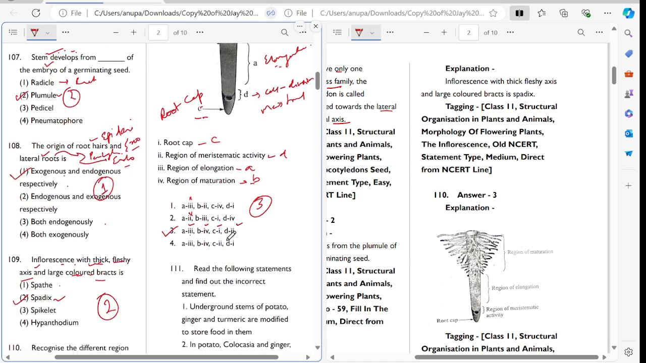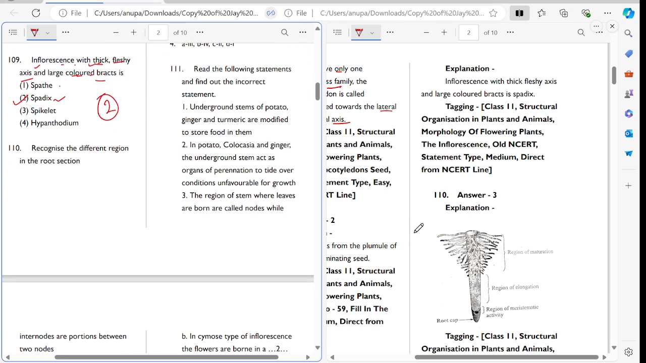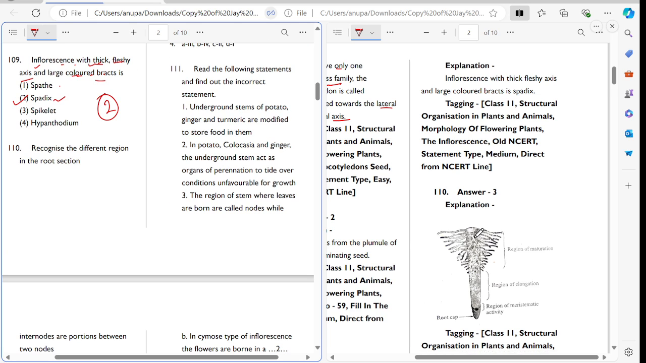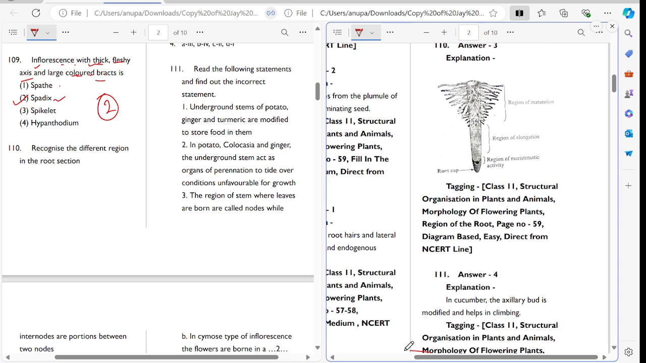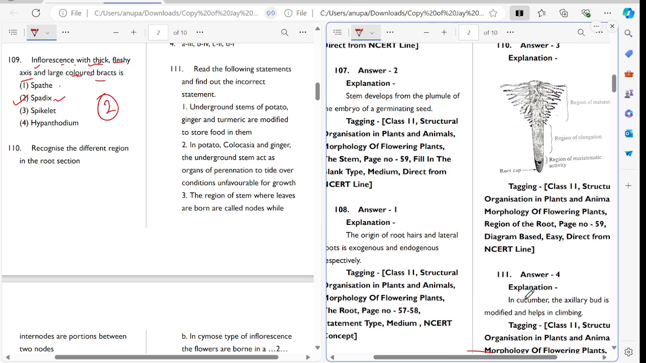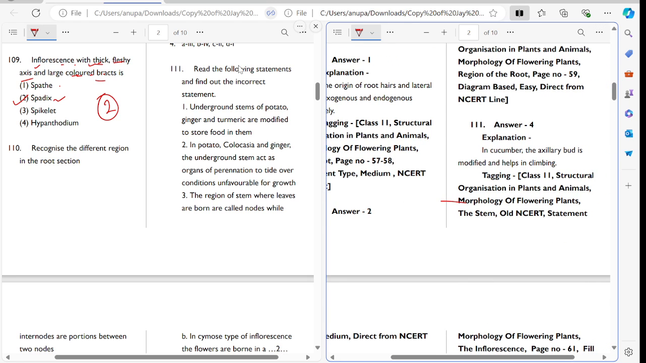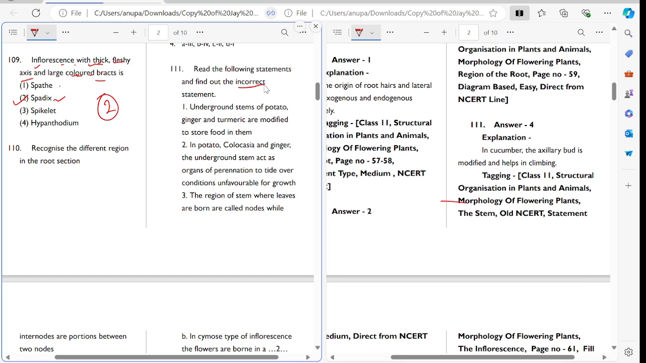Let's move to the next question, that is question number 111. The question 111 states to read the following statements and find out the incorrect statement. We have to find out the incorrect statement.